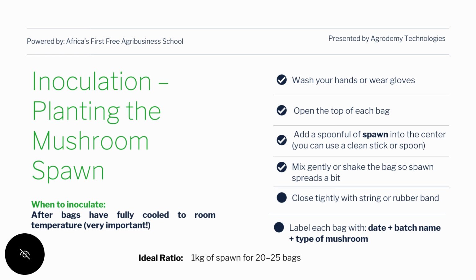The ideal ratio is 1 kg of spawn should work for 20 to 25 bags. So it means that if you have 100 bags, you need 4 kg of spawn. That's how you have to think about it.